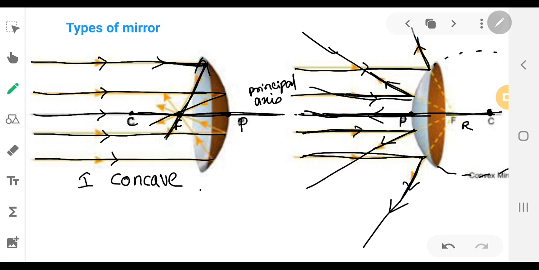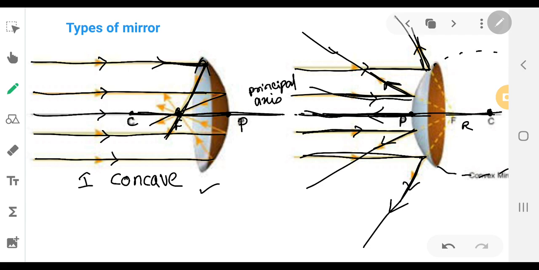Look at the first diagram. After reflection, they all met. But in the second mirror, the reflected rays never meet each other. They are diverging from one another. But look at the direction of reflection.